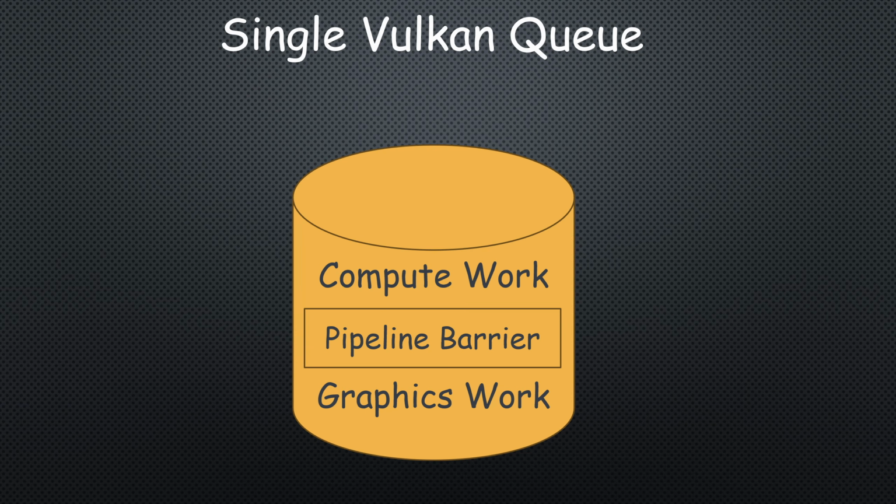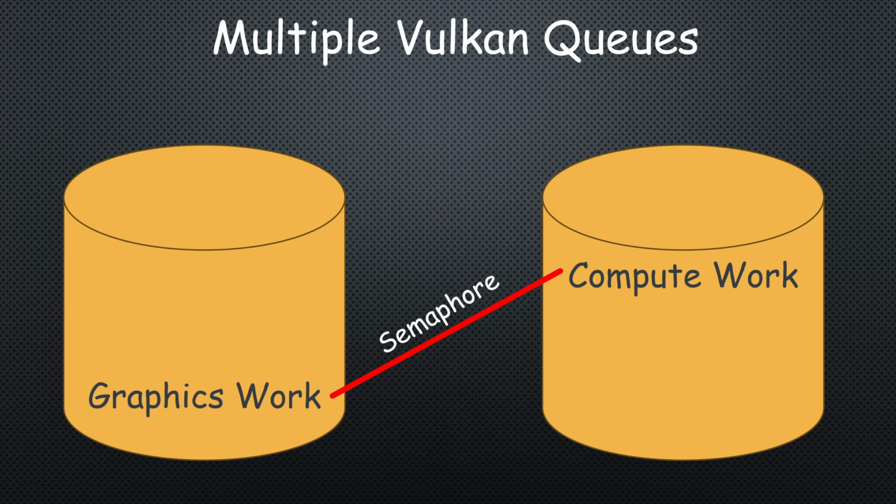because we will only need pipeline barriers to synchronize the compute pipeline and the graphics pipeline. When running compute and graphics on different queues, you have to use semaphores, which makes it more complex.